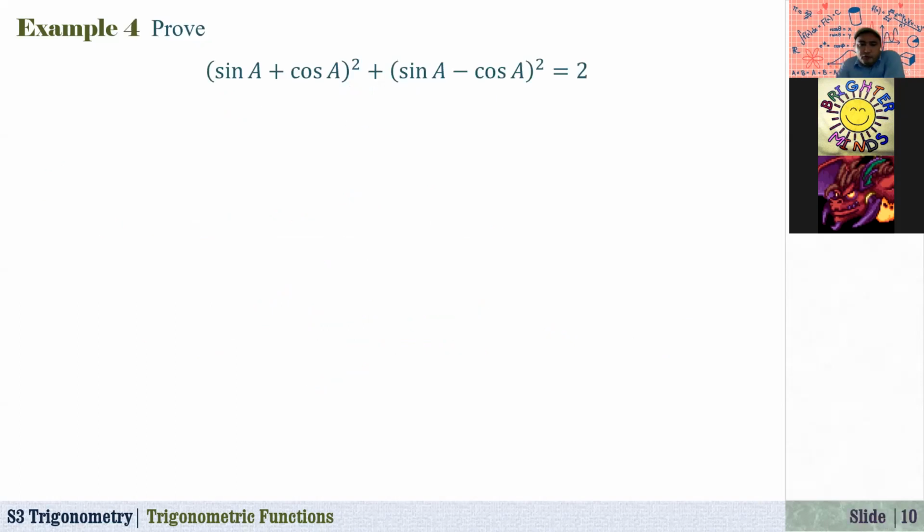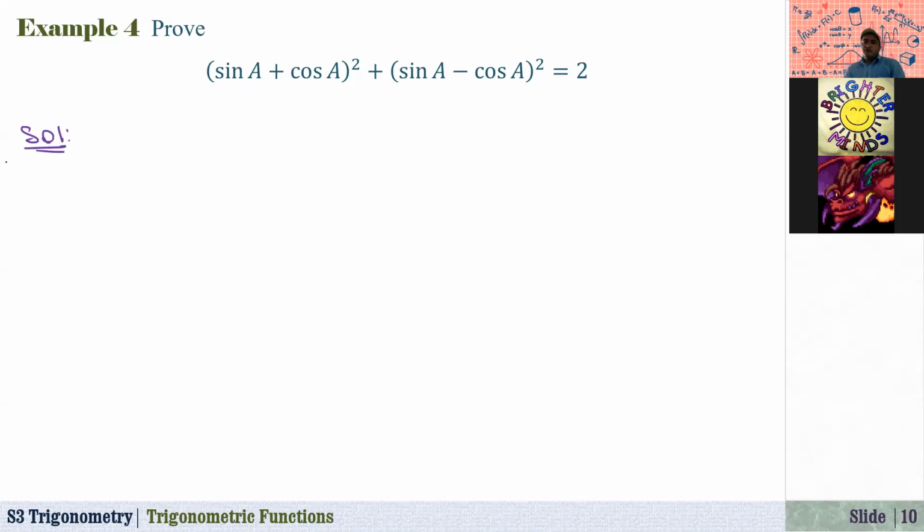Another question: prove that (sine of A plus cosine of A) squared plus (sine of A minus cosine of A) squared is equal to 2. For every angle, it must be true. But here, suppose that A is an acute angle, but actually it doesn't have to be. But usually proving identities, right? How do you prove this?